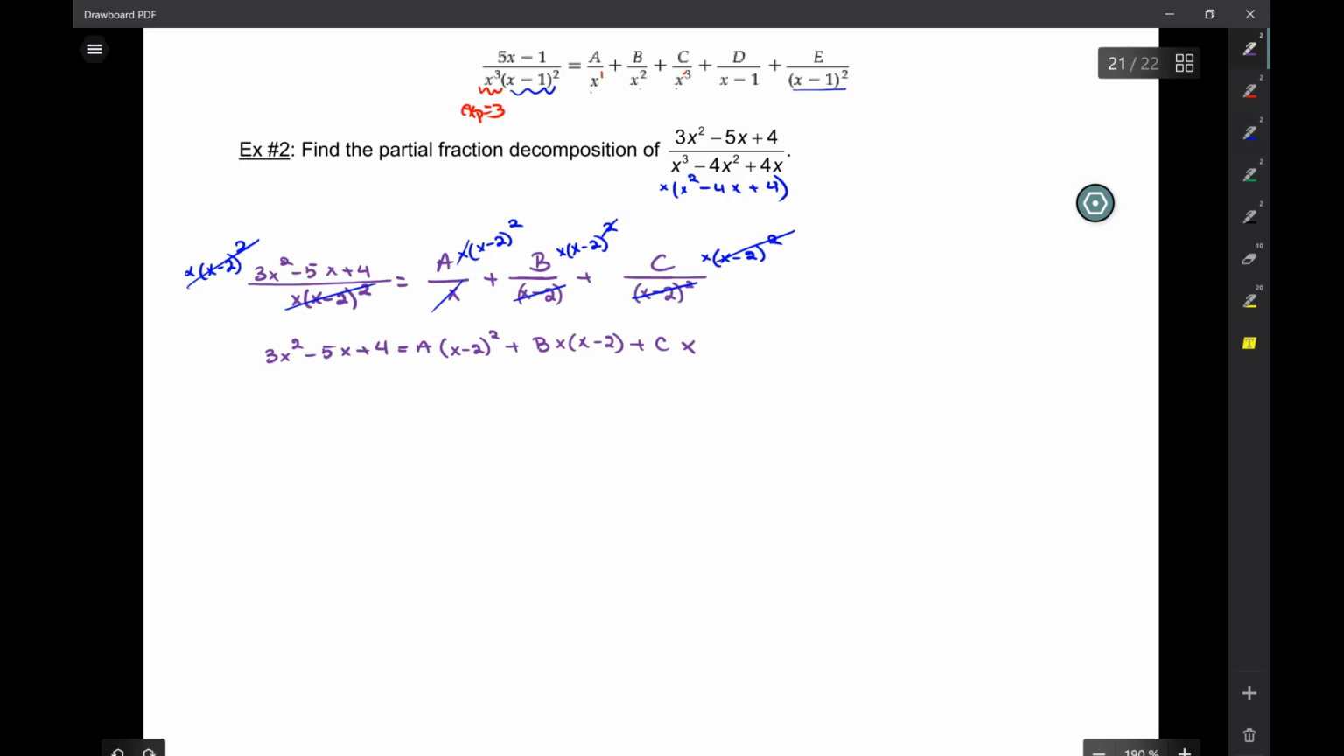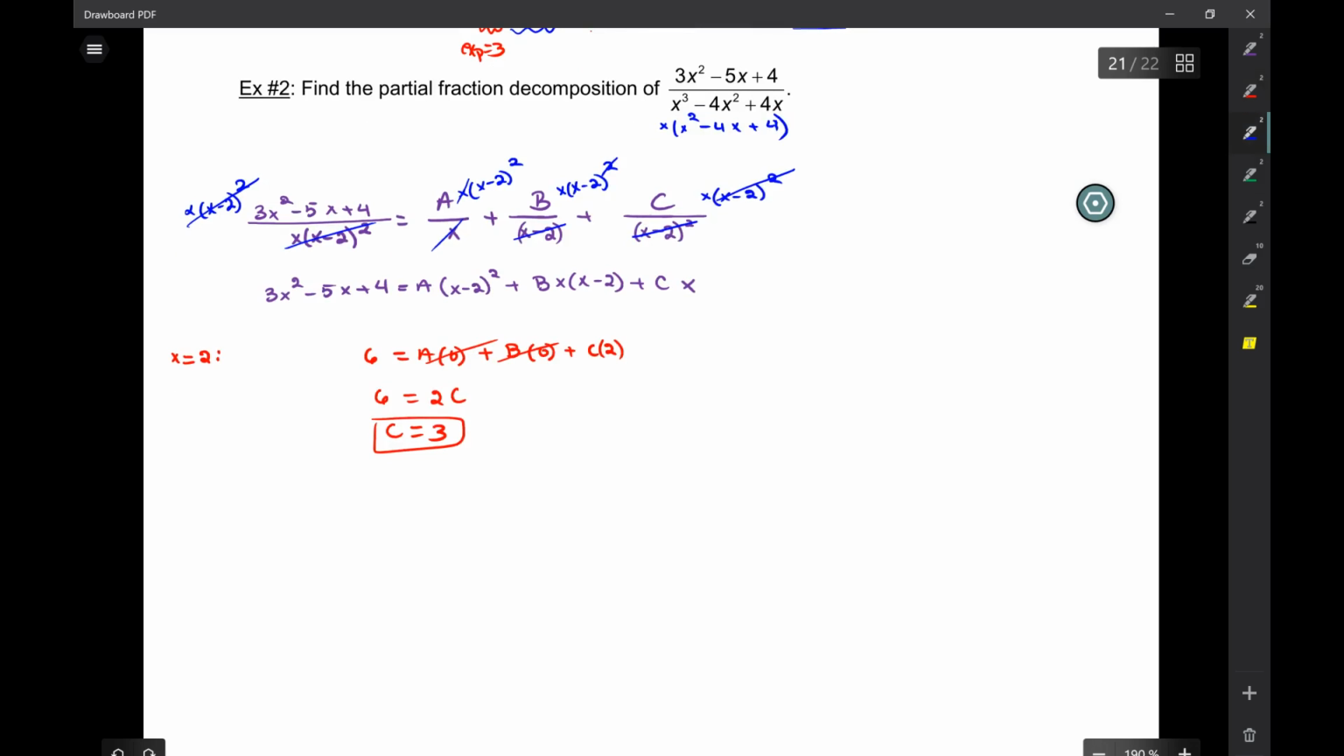Okay? Let's plug in some numbers. What do you guys want to plug in? x equals 2. This left side gives you 6 equals A times 0 plus B times 0 plus C times 2. So 6 is 2C, C is 3. 1 down. Okay, now, what other one do you guys want to plug in?